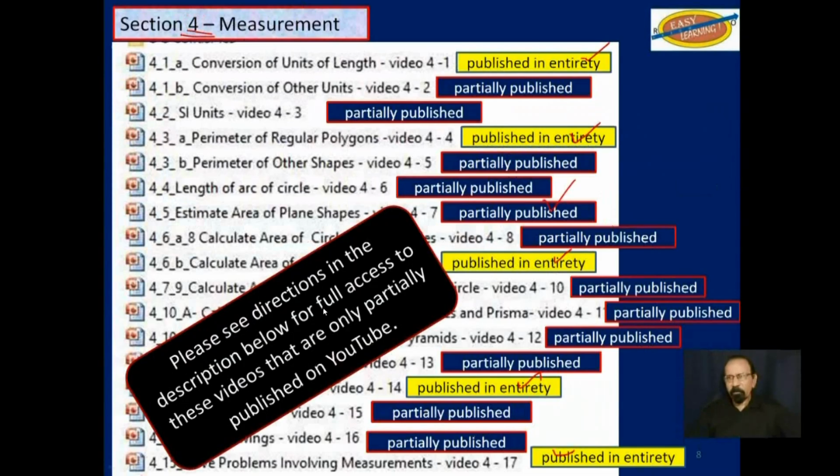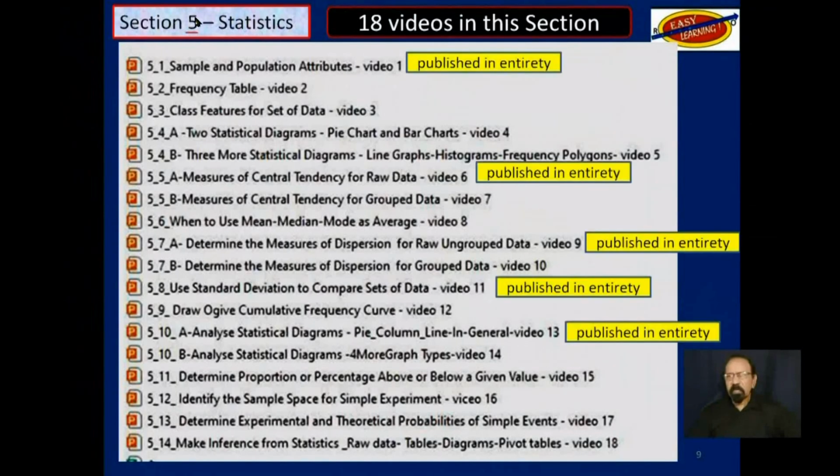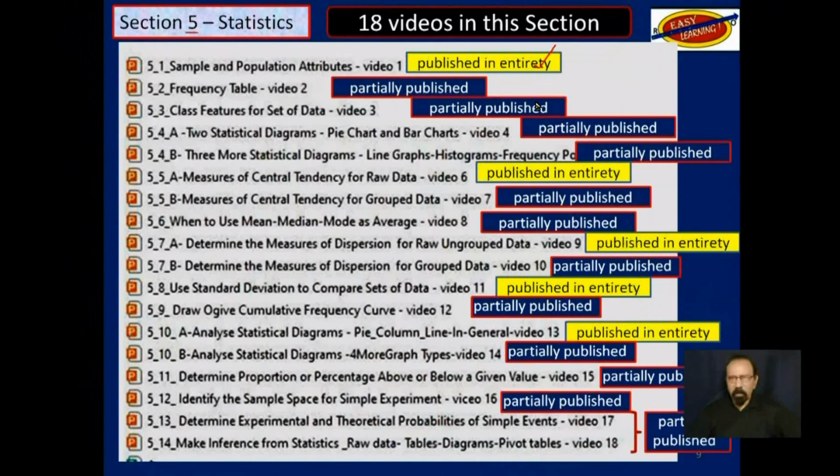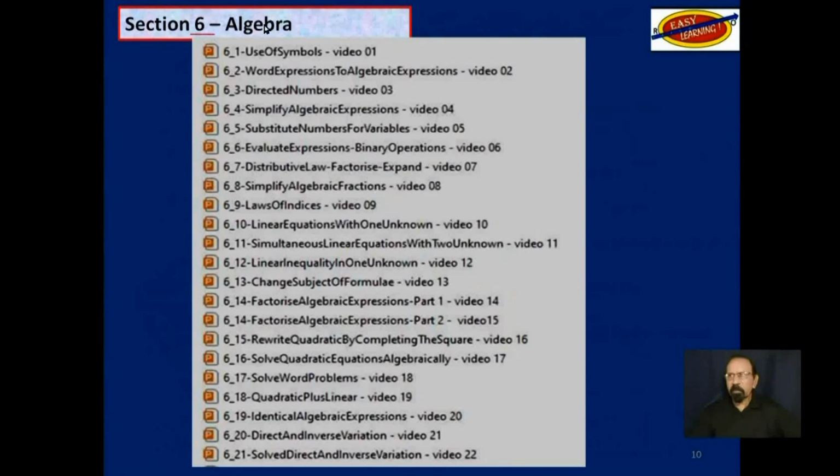If you need to have full access to these videos that are only partially published on YouTube, please see directions in the description below. Section 5, Statistics. These that you see indicated in yellow here have been published on YouTube in their entirety. The others are only partially published. Same principle applies. If you need full access to those that are only partially published, please see directions in the description below. Section 6, Algebra.